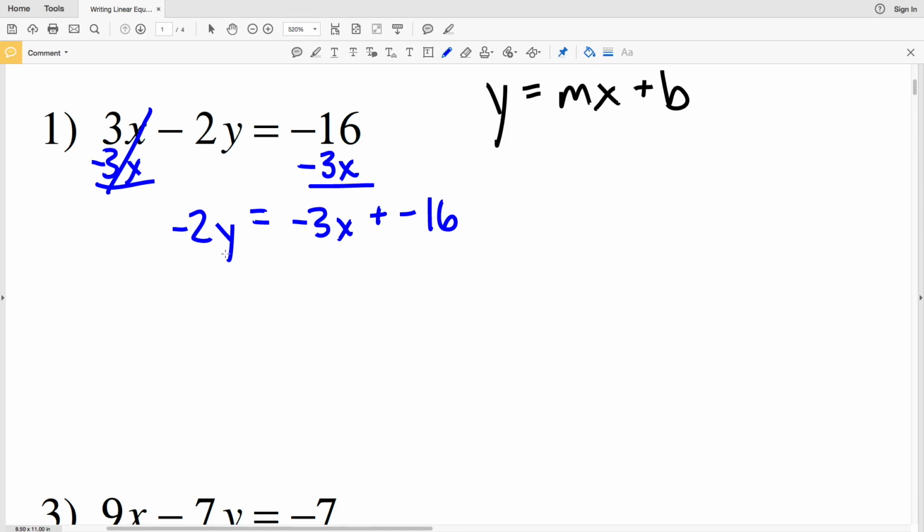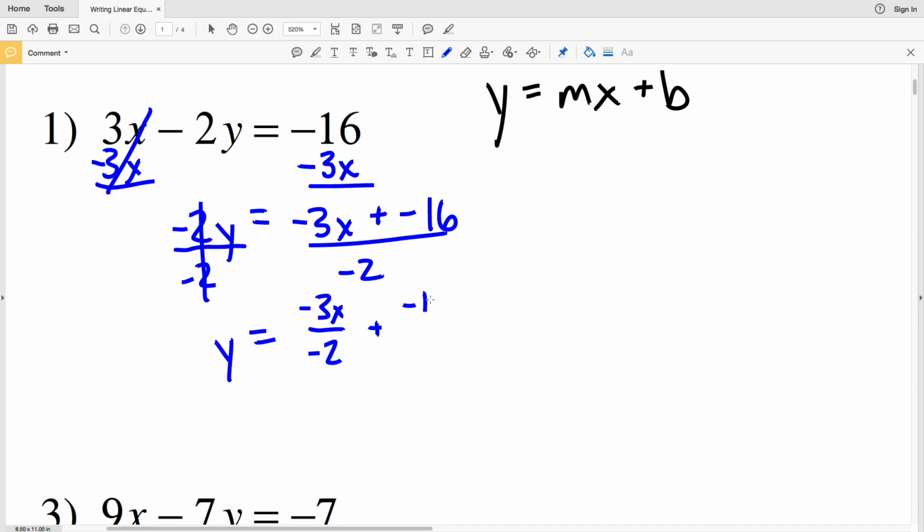You can tell we're almost there, except y cannot have a coefficient, so we're just going to divide by negative 2. When we divide by negative 2, we'll have a positive y on the left, and then we're going to split this fraction. So we'll have negative 3x over negative 2 plus negative 16 over negative 2.